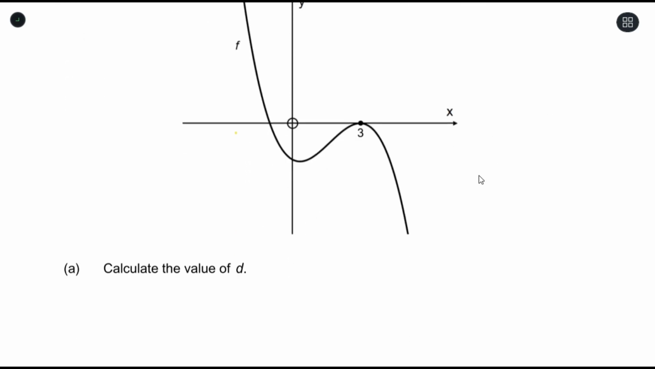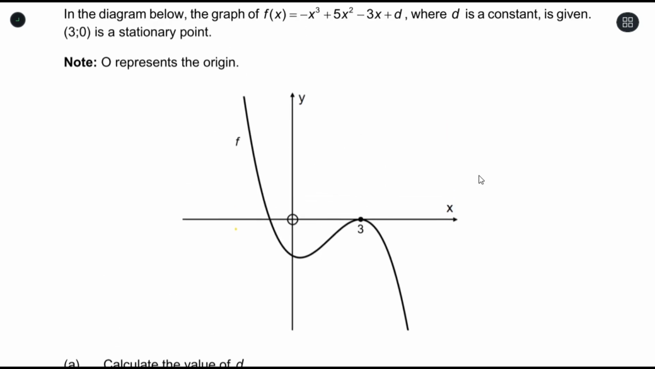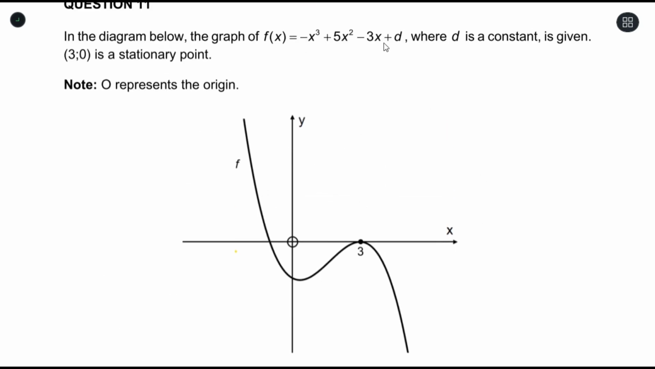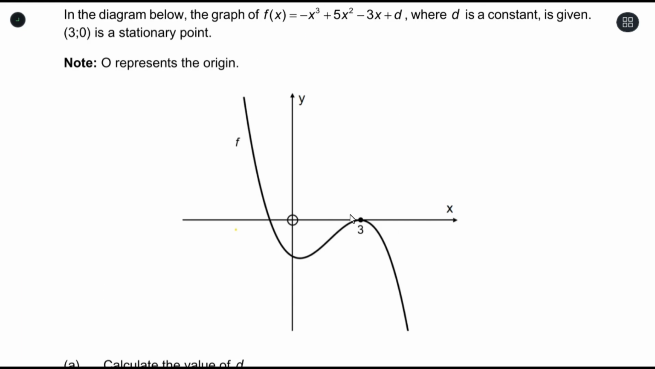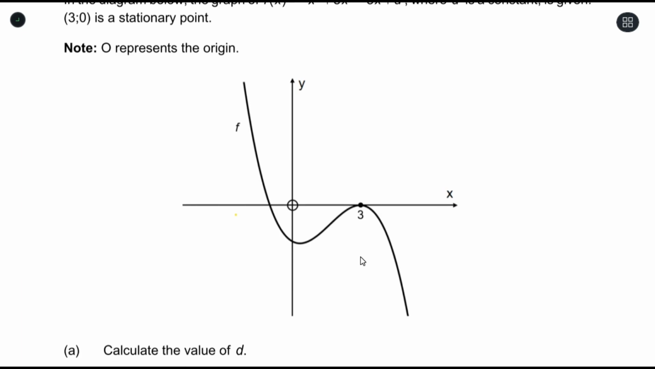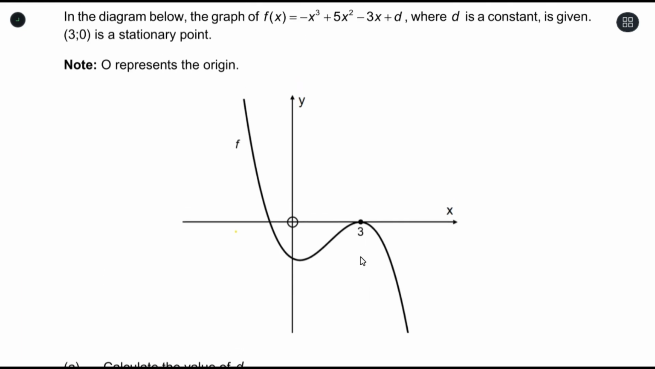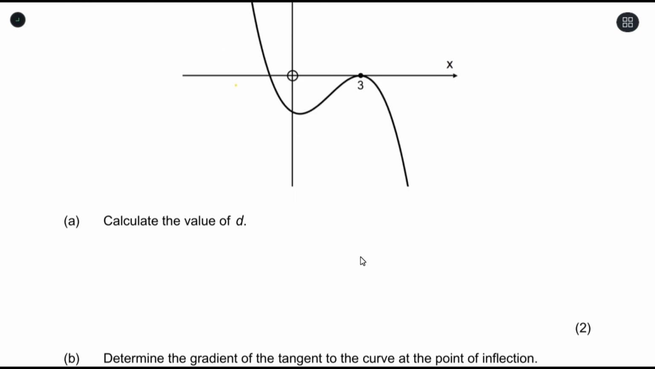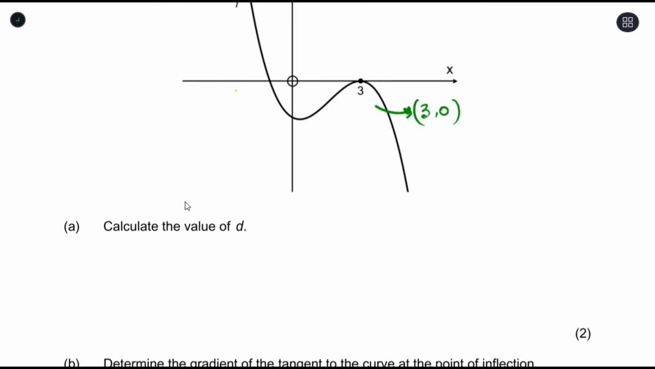Okay? Now they ask us to get the value for d. Now d here is the y-intercept that you have over here. So since we have a coordinate of our cubic function, we can substitute that and hopefully it helps us get our value for d, right? So the coordinate here is going to be (3, 0). So I'm just going to put in (3, 0) into my equation, okay?